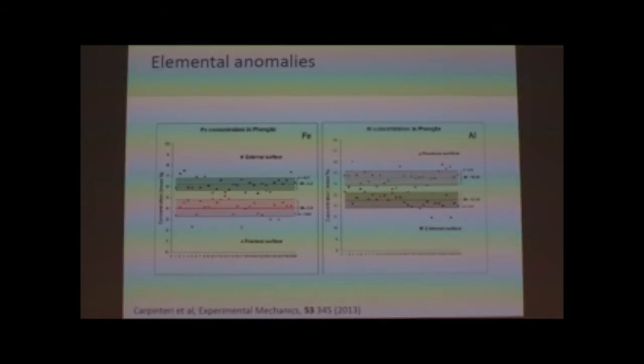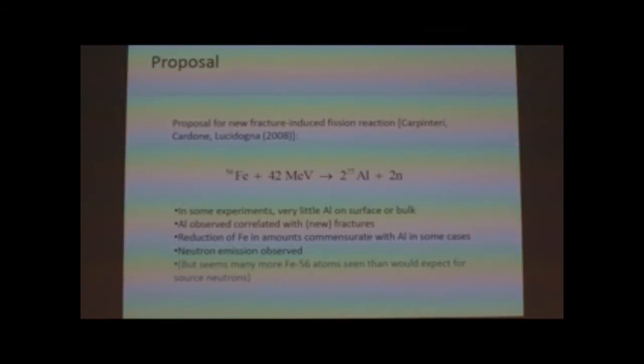So this is an elemental anomaly, and this has given rise to the conjecture that iron 56 is, I'm not sure what the appropriate phrase is, being disintegrated, being fissed, a fracture-induced fission mechanism to 2 aluminum and 2 neutrons. So the idea is that you start out with iron, you lose iron, you see aluminum, and if you look at the nucleon part of it, you've got 2 neutrons to spare. They measure a few neutrons, and so that's good enough to propose a formula. There are issues.